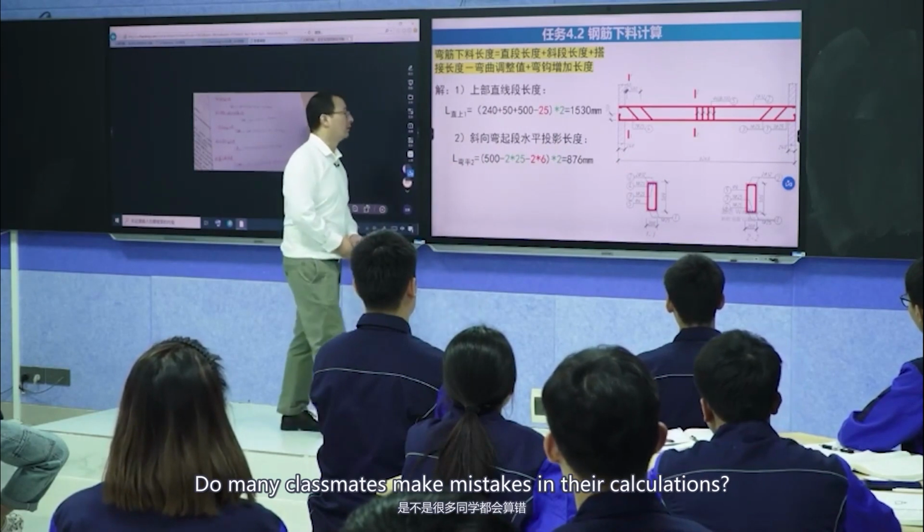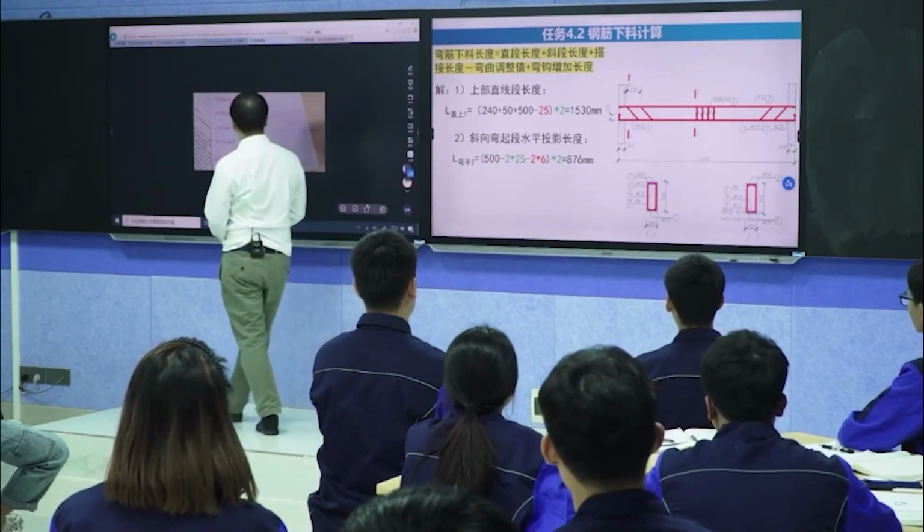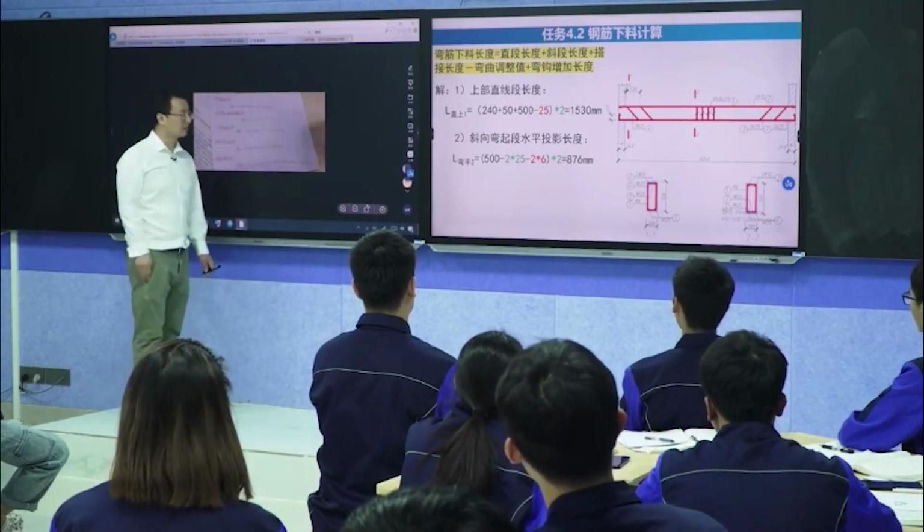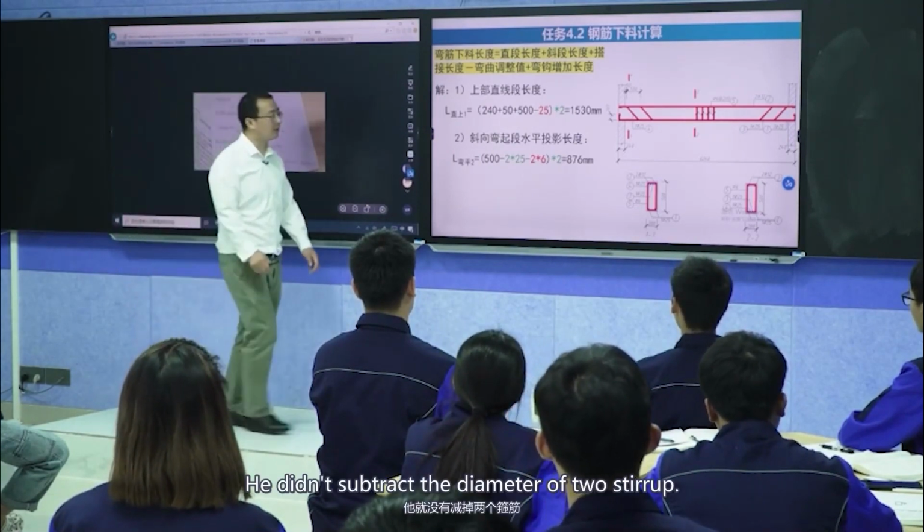Do many classmates make mistakes in their calculations? This classmate also made a mistake as expected. He didn't subtract the diameter of 2 stirrups.